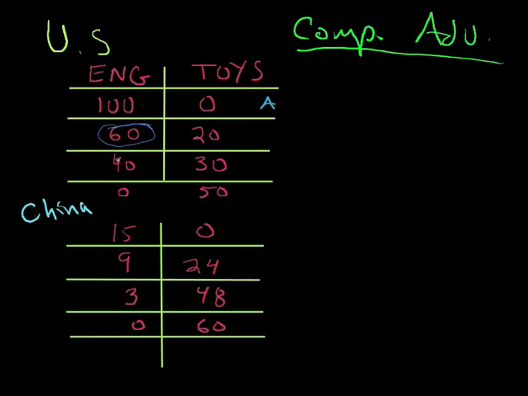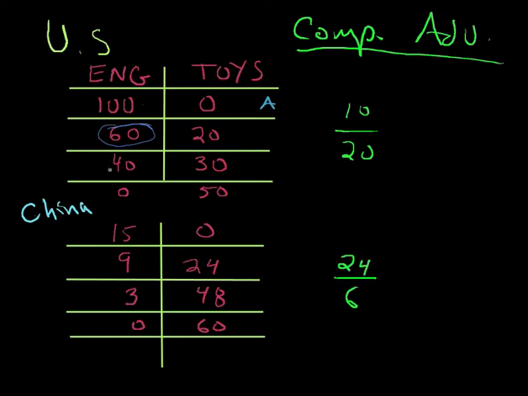Look what happens when the U.S. increases engineering production by 20, they lose 10 toys. So they lose 10 toys if they increase engineering production by 20. What about the China situation? If China increases its engineering production by 6, from 3 to 9, how many toys do they lose? They lose 24. That's the basic idea.